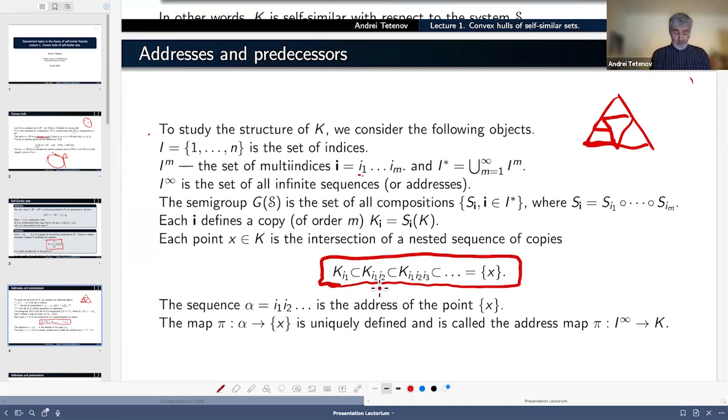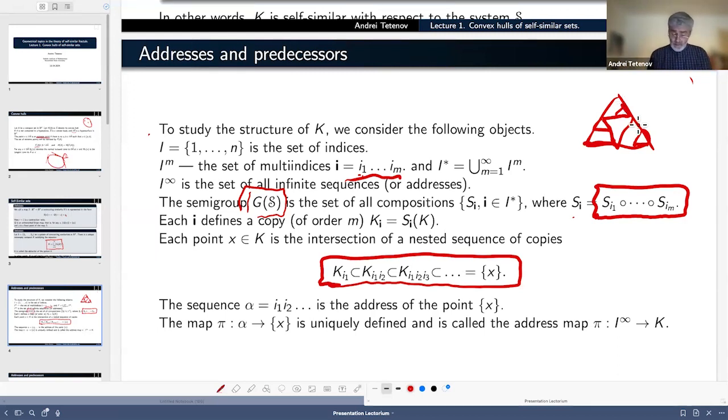So first, all these copies are numbered by multi-indices, and each multi-index defines a map. So if we have some multi-index I, which is I1, ..., Im, then S_I will be the composition S_I1, ..., S_Im. So to each multi-index corresponds a unique element of the semigroup generated by the system S. And to each element of the semigroup generated by the system S corresponds a copy of the attractor K.